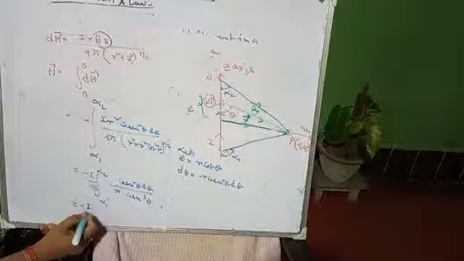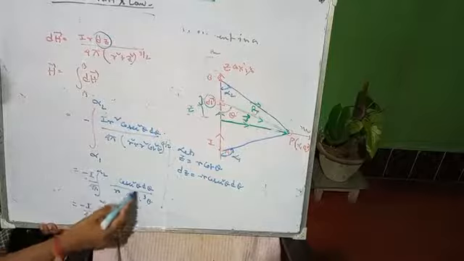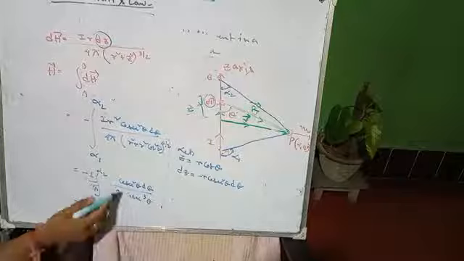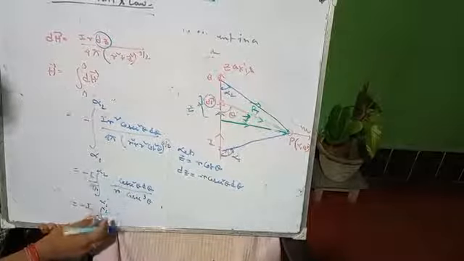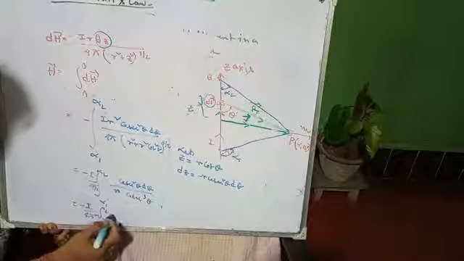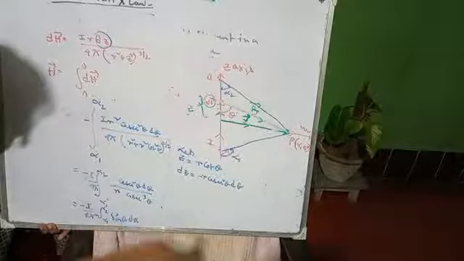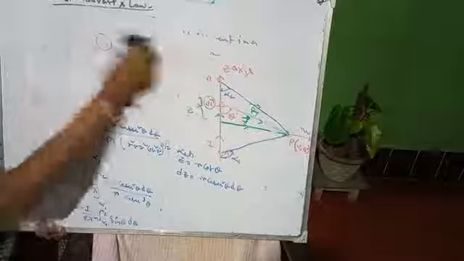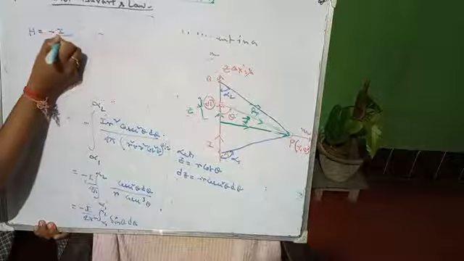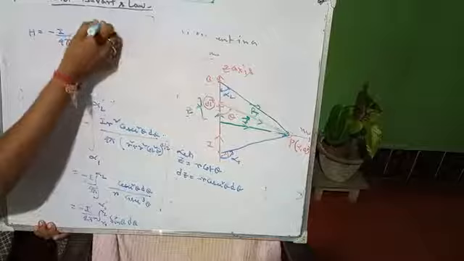So minus I by 4 pi r, integration alpha 1 to alpha 2, the cosec squares will cancel out themselves, and 1 by cosec theta will remain, which means sin theta d theta. So your integration will look like H equals minus I by 4 pi r, integration from alpha 1 to alpha 2 of sin theta d theta.